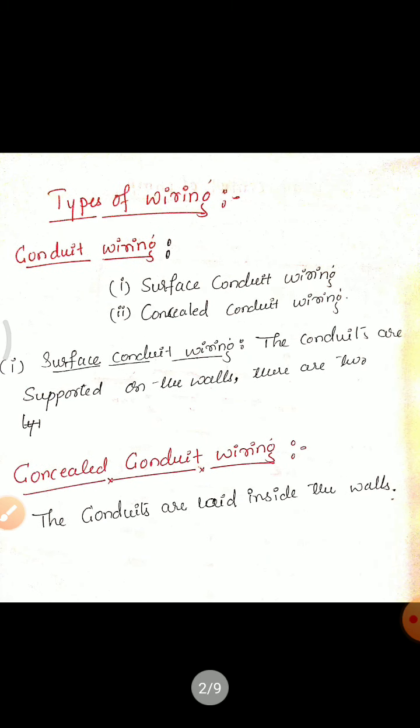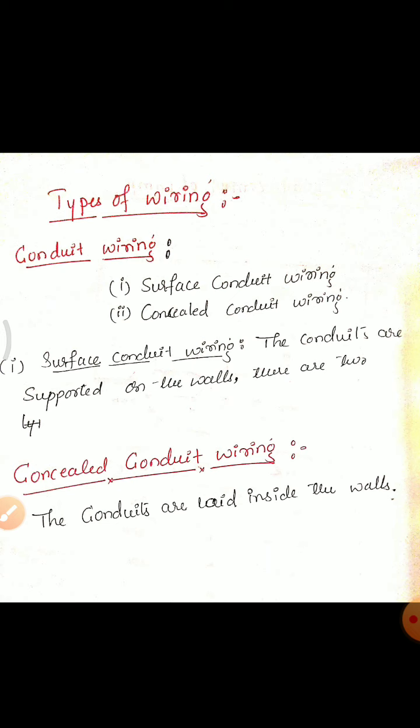Today we are going to discuss the types of wiring, earthing, and the safety measures of that. Okay, let's go through types of wiring. There are many types of wiring we will come across. Among those, we are going to discuss the concealed conduit wiring, since it is in our syllabus.